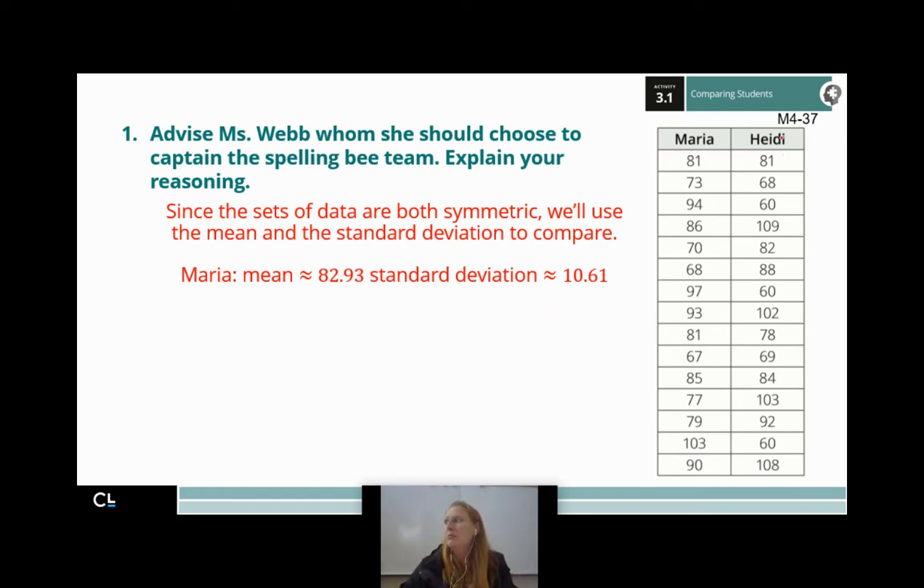I would like you to take a moment and do the same thing now for Heidi. Find her mean, find all the deviations, and then find the standard deviation. Go ahead and hit pause to work out Heidi's numbers. Again, your standard deviation might get a little off because of rounding. Don't panic about that. Hit play when you're ready to keep going.